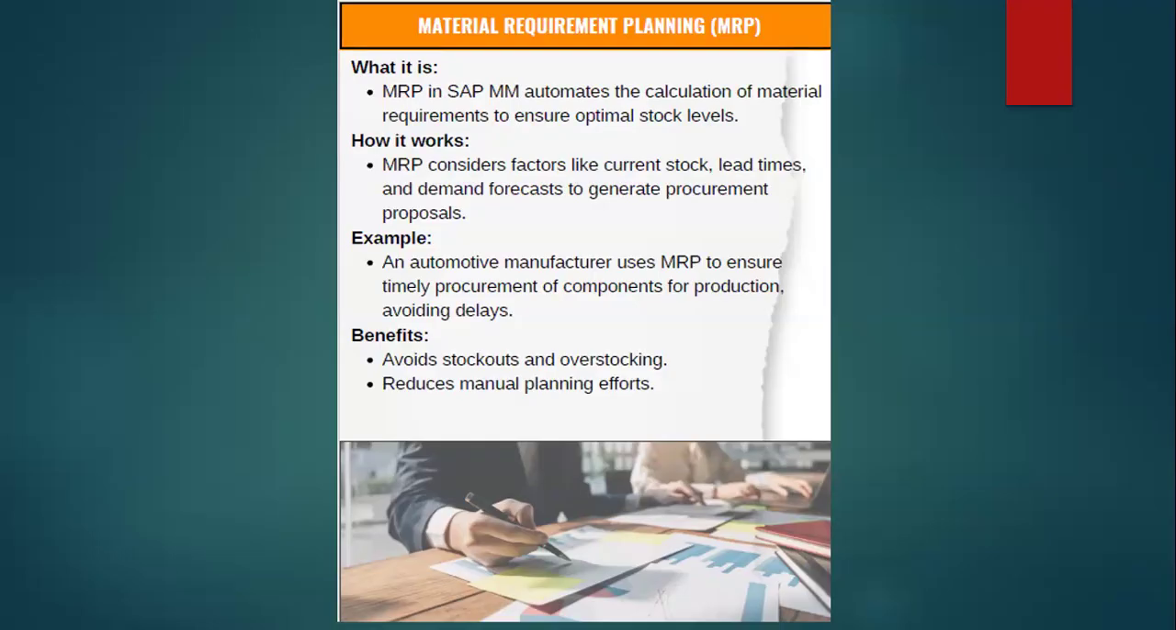So how does it work? MRP considers factors like current stock, lead times, and demand forecast to generate the procurement proposals. For example, an automotive manufacturer uses MRP to ensure timely procurement of components for production so that he can avoid delays. What is the benefit of MRP? It avoids stockouts and overstocking, and it also reduces manual planning efforts.